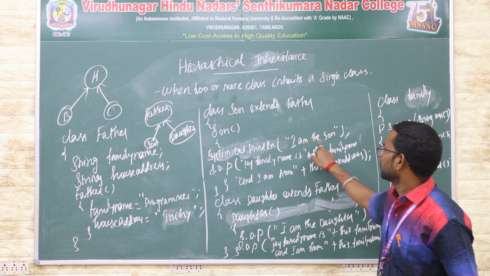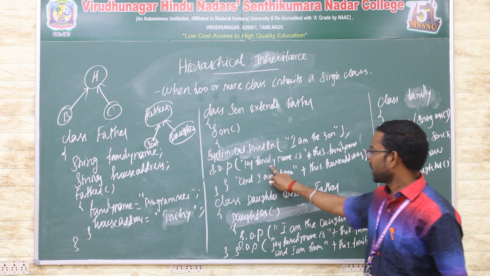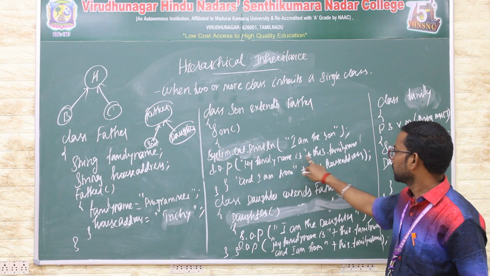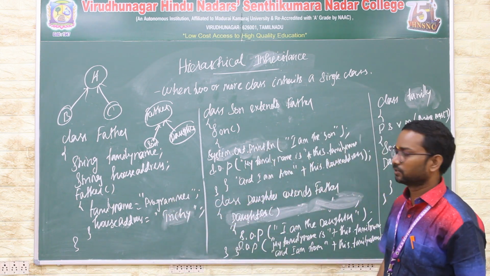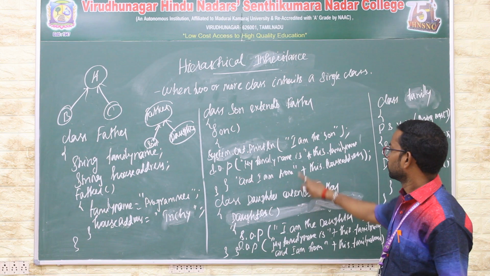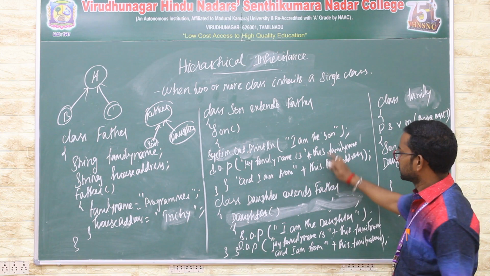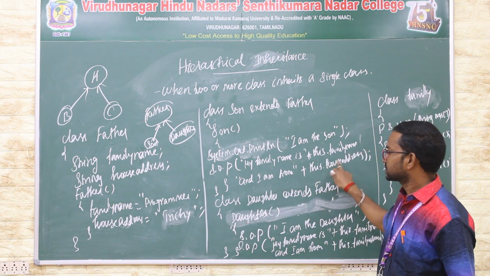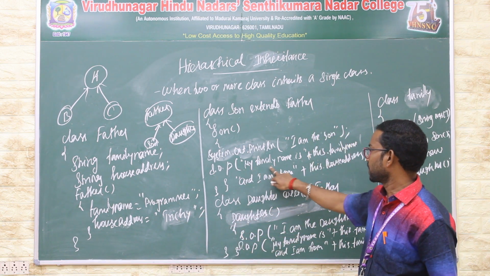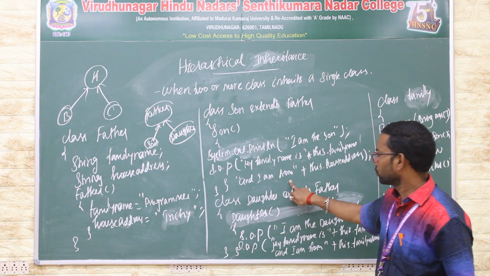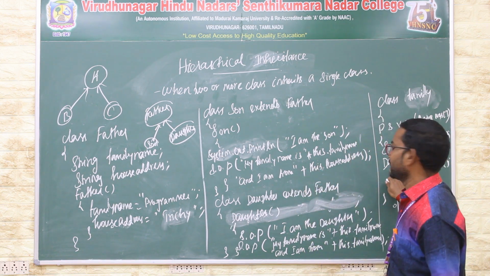System.out.println displays the output "I am the son." The next output is "My family name is" plus this dot family name. The family name is already stored as programmer, accessed from the base class. So the output is "My family name is programmer and I am from Trichy." These outputs are displayed.